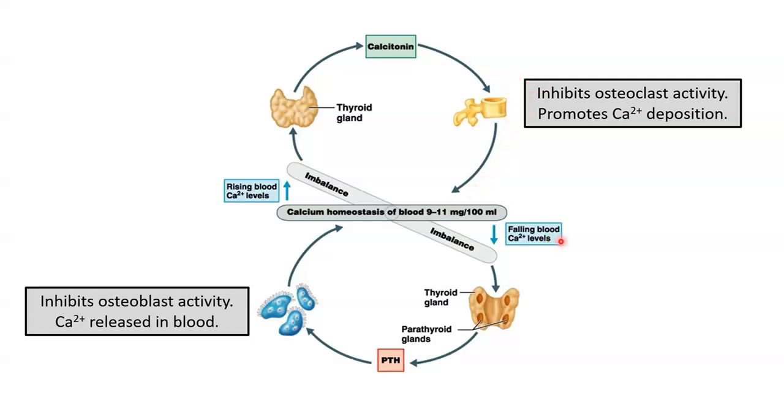Going back the other way, when our blood calcium levels drop too far, our parathyroid glands, which sit on the posterior surface of our thyroid gland, release parathyroid hormone. This inhibits our osteoblast activity and puts the calcium from the bone back into the blood. So this increases our blood calcium levels.